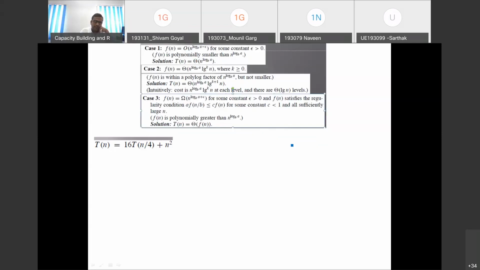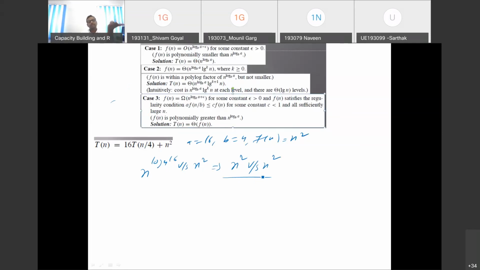Which is that T(n) = 16T(n/4) + n². So a is equal to 16, b is equal to 4, f(n) is equal to n². So we need to compare n raised to the power log 16 base 4 versus n², which implies n² versus n². So which case will apply? f(n) is not polynomially smaller, not polynomially larger, so the only solution left is case 2.